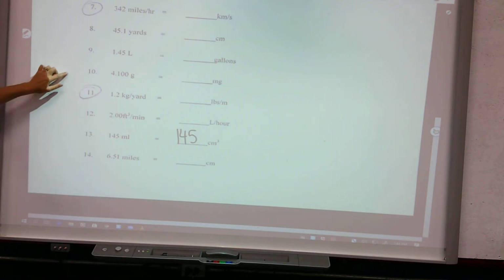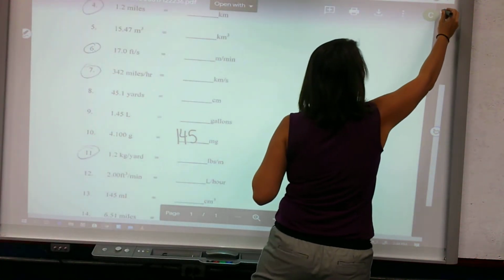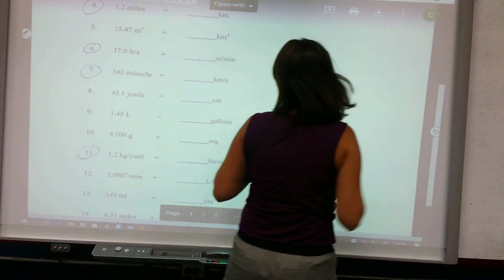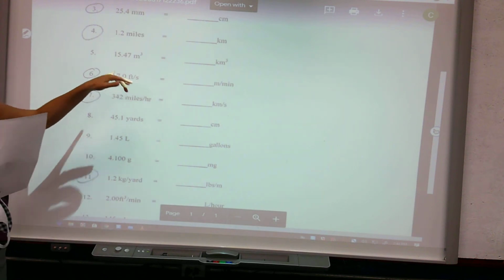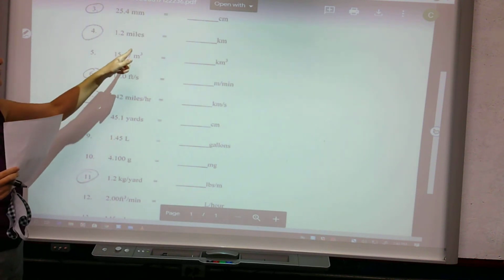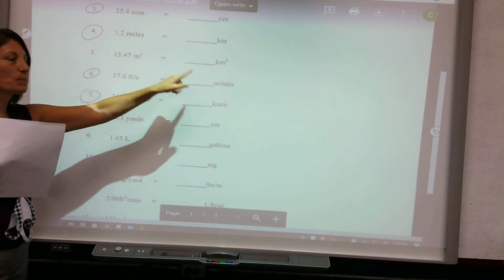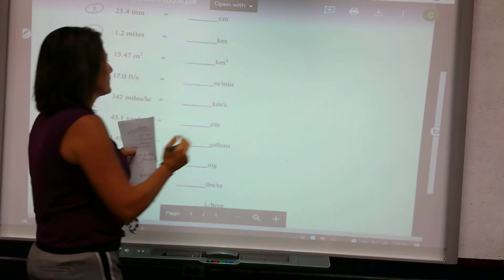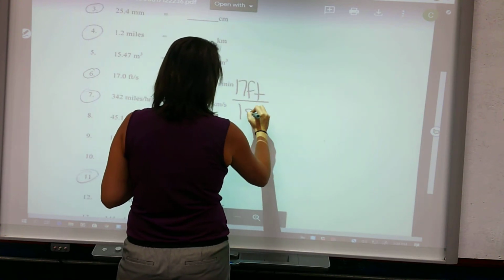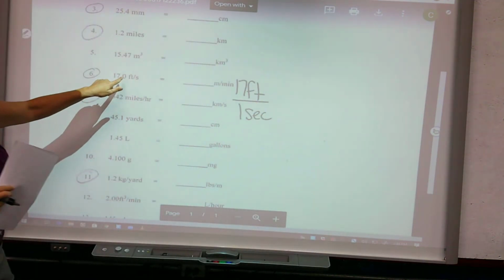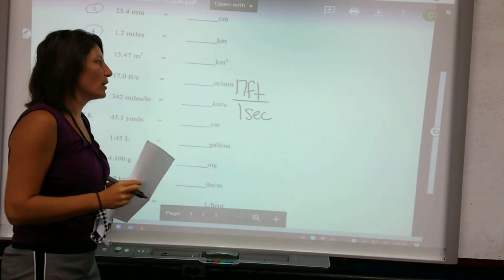Alright, so let's go up to number 6 and do that one. With this one, we have feet per second. So we have 2 variables here. Instead of just having miles to kilometers, we have feet that we need to get to meters, but we also have seconds that we need to get to minutes. So if I do 17 feet over 1 second, that's the same thing as 17 feet on top divided by 1 second on bottom.